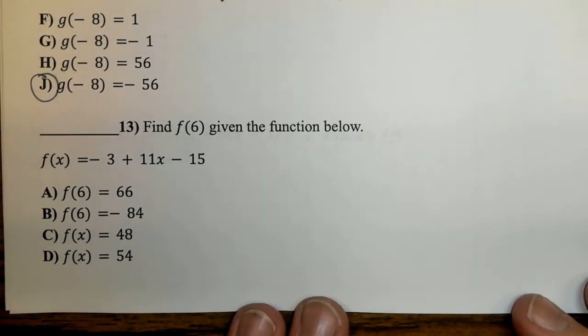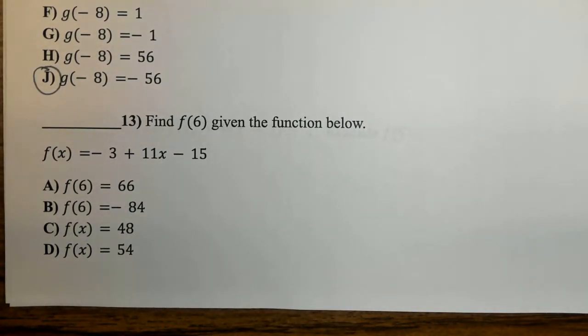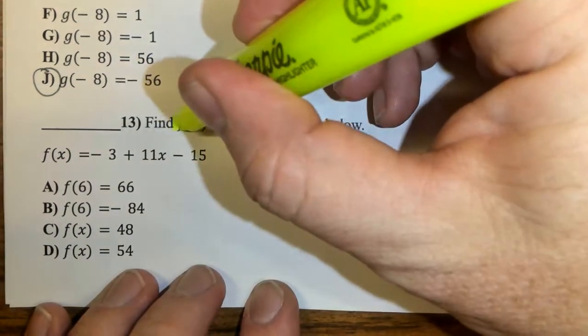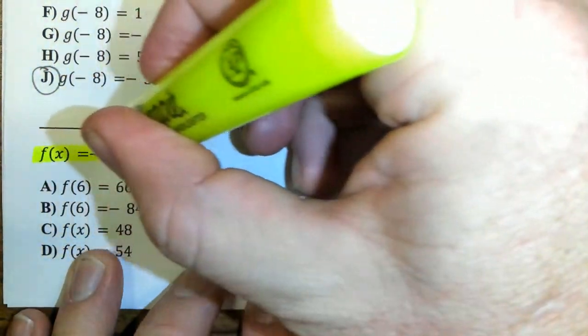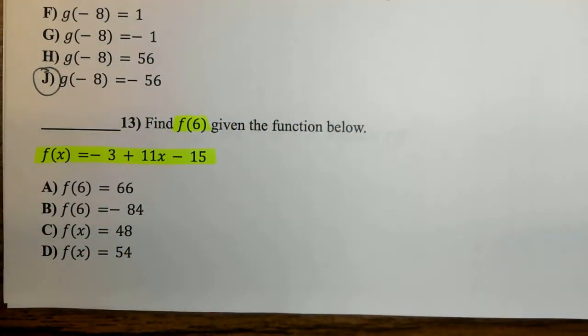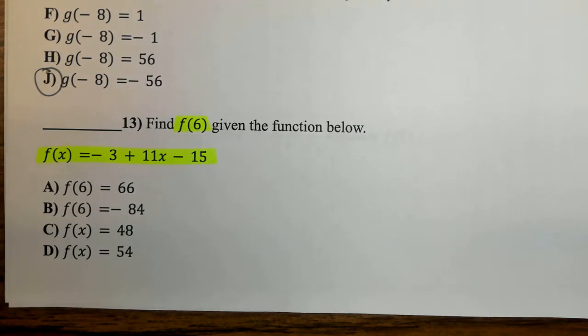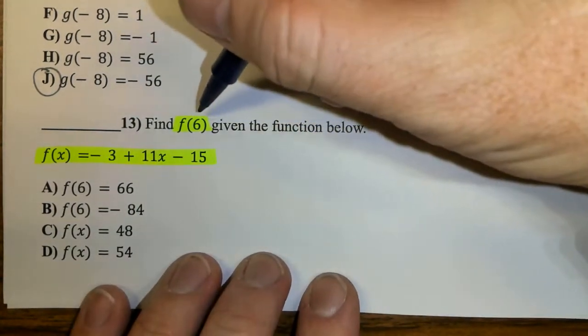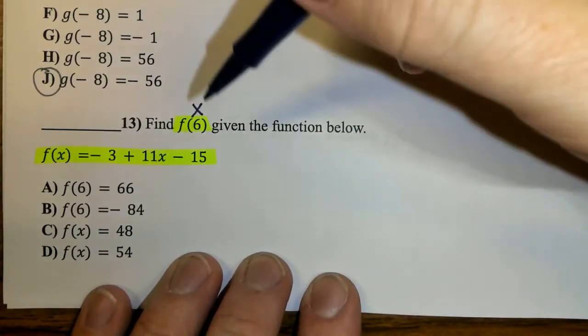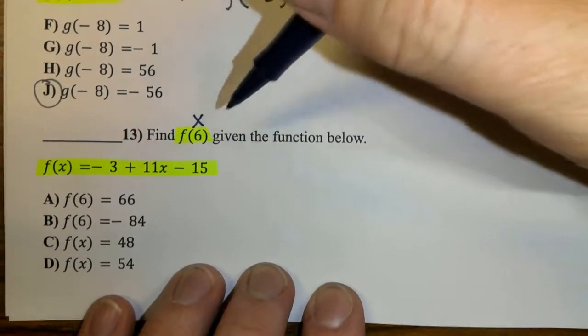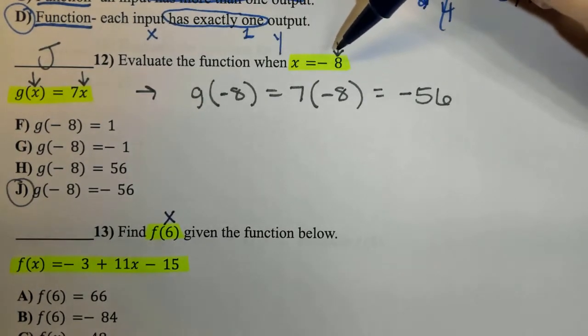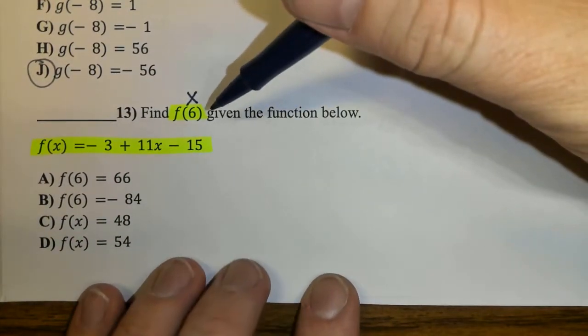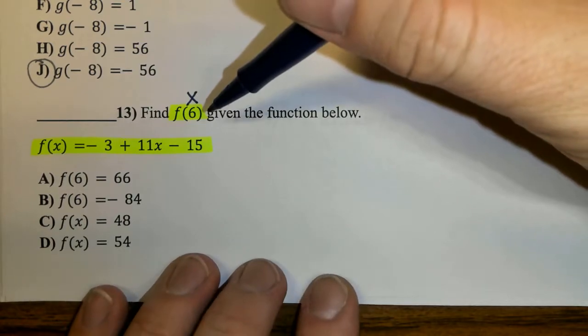And finally, the last one for this page. Find f of 6 given the function below. And it gives me a function. So f of 6, here's my function. Now, this is telling you to do the exact same thing as number 12. It just doesn't tell you in the same words. So remember, anything in parentheses is x. So this is saying x equals 6. Just like up here, it said x equals -8. I'm saying the same thing. I just write it different.